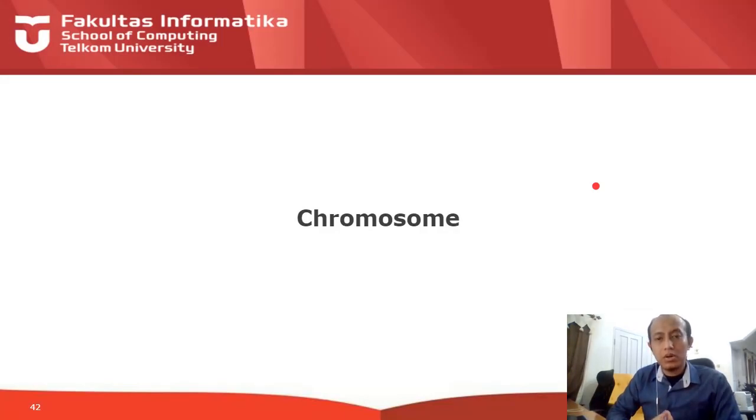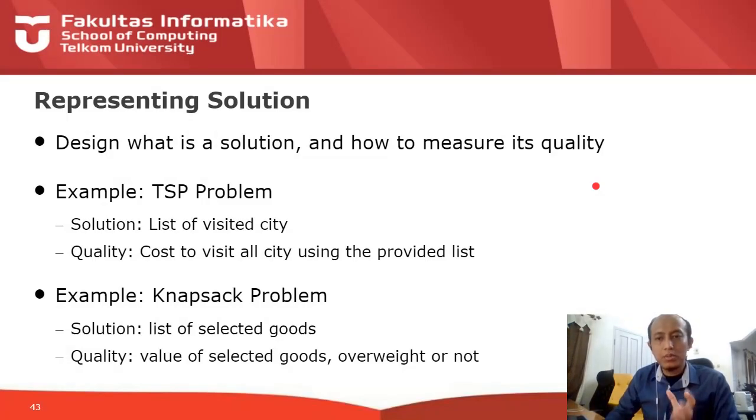Now let's explore the chromosome, or we can also call it the design for an individual or a solution. Chromosome is the design of how we represent a solution and how to measure its quality. In the traveling salesman problem, the solution is a list of visited cities, and we measure the solution quality as the cost to visit all of the cities using the provided list. The lower the cost, the better the quality.